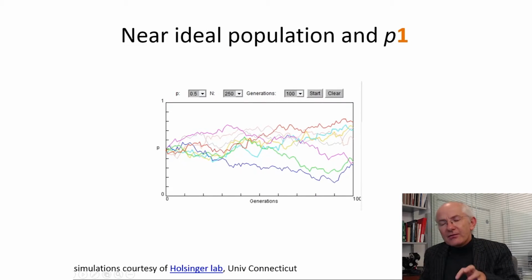Now, drift is a random sampling process, and so can't be analysed through standard predictable equations, but it can be simulated by computers. Here I'm showing you some snapshots from simulations run on the Hulsinger Lab website at the University of Connecticut, which you can go away and run for yourself. And here again, just as with my previous simulations, we have the effect on allele frequencies over 100 generations, this time run multiple times.